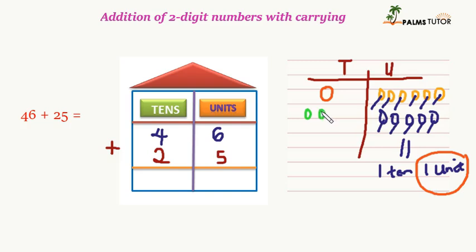1, 2, 3, 4. The next number is 2. 1, 2. Count together: 1 ten, 2 tens, 3 tens, 4 tens, 5 tens, 6 tens, and 7 tens. 46 plus 25 is 7 tens and 1 unit. 46 plus 25 equals 71.